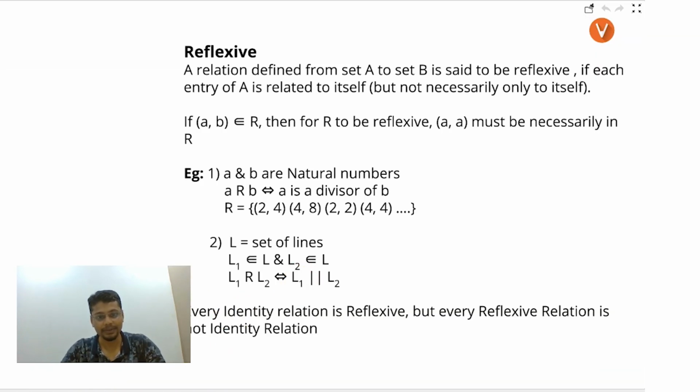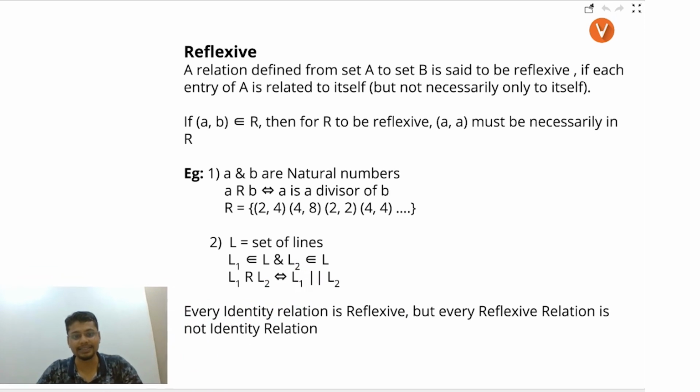A relation is called reflexive if each entry of A is related to itself, but not necessarily only to itself. In the previous video, we had talked about identity relation. In identity relation, it was required that each element of A is related to itself and only to itself. Here, each entry of A should be related to itself, but not necessarily only to itself.